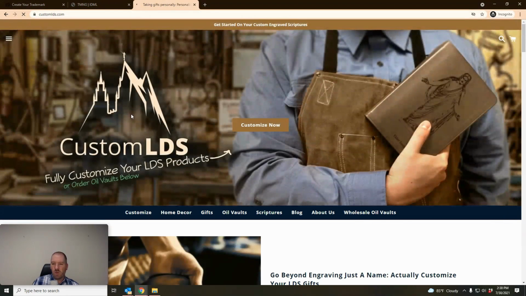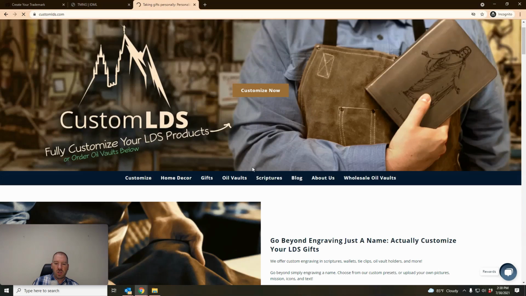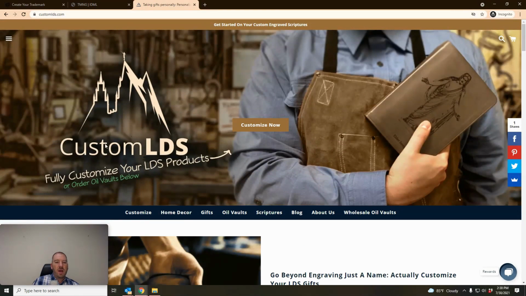And so you can see this is for religious products, and you can see that they're for journals on the product. Here's their logo. You can clearly see that they're using the logo for home decor and for gifts and scriptures and other things. And so what you could do is you could come and just get a screenshot. You just get a screenshot of selling the product.